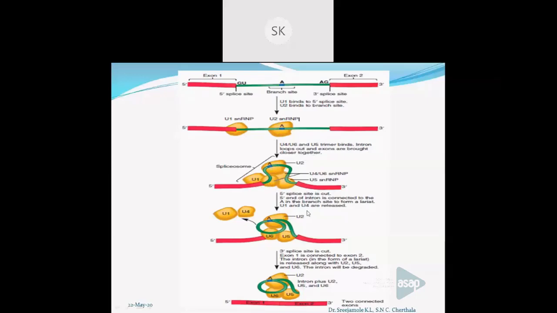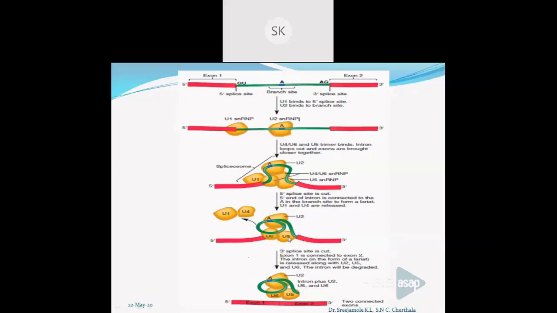Okay, so in the next step, the 5' splice site is cut. Here, where the U1 is attached, the 5' splice site is cut, and that 5' splice site will attach to the branch site, forming a lariat-like structure. So the 5' splice site will be released and joins the branch site where the adenine residue is, which forms a lariat-like structure. And after the lariat formation, the U1 and U4 will be released from the complex.